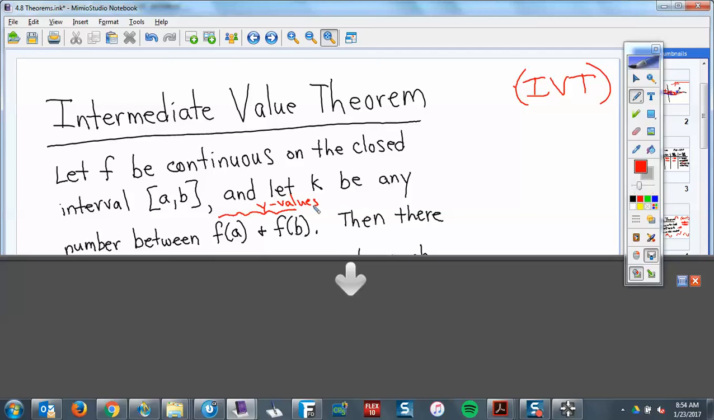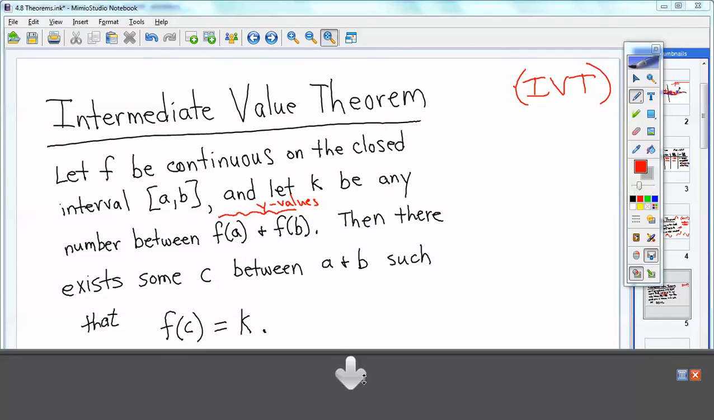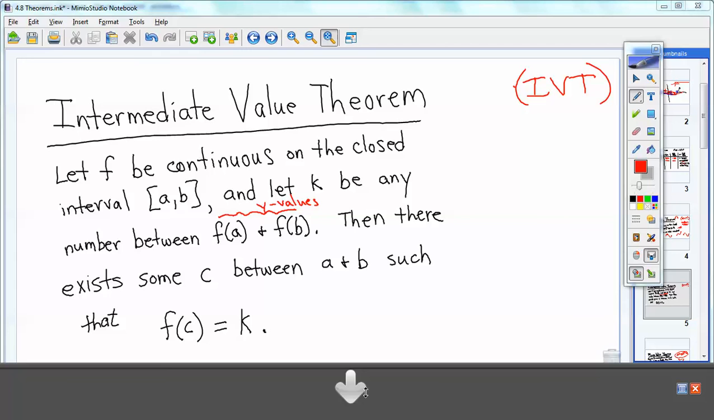But again, the hypothesis is the same. It's got to be a continuous function on a closed interval. And I talked about this the other day, actually, when we were doing Newton's method. Then there exists some c between a and b. And remember, a and b are x values, so c is going to be an x value, such that f of c is equal to k. Okay, so on the quiz, when you're asked to state this theorem, I'm going to want you to state it pretty much like that.